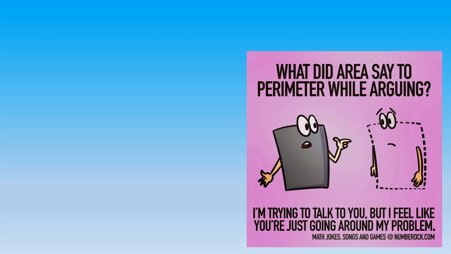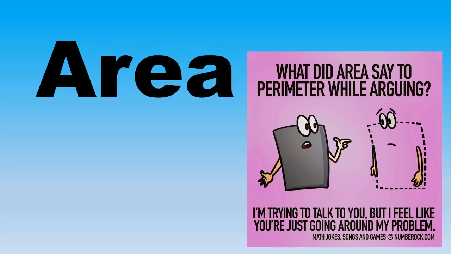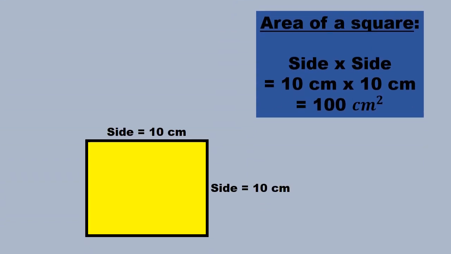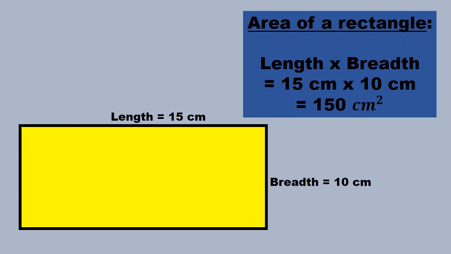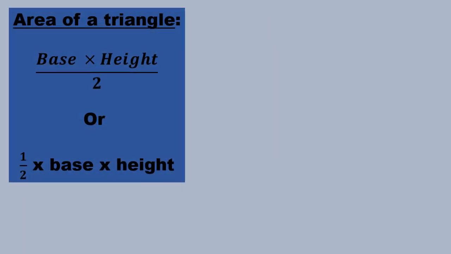Today we're going to start by looking at area. We're going to look at the area of a square, a rectangle, and a triangle. Just quickly to recap on the formula, the area of a square is side times side. Area of a rectangle is length times breadth. And then the area of a triangle is base times height divided by 2, or you can use half times base times height.